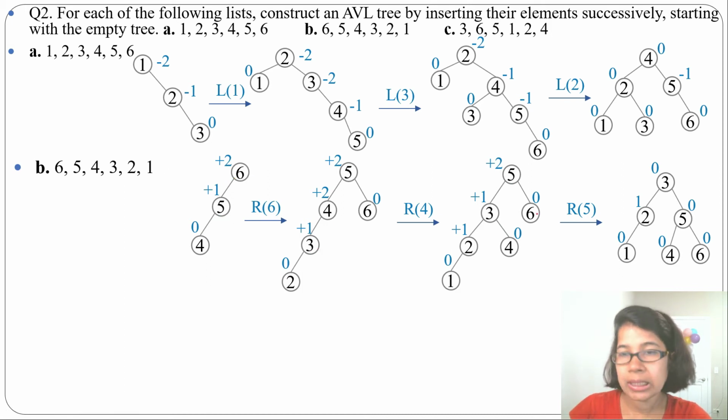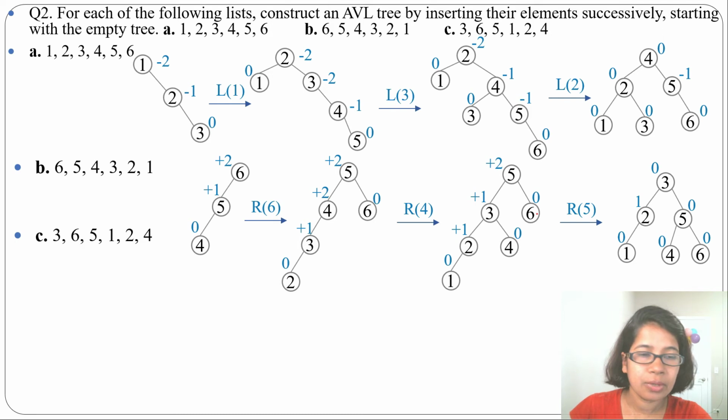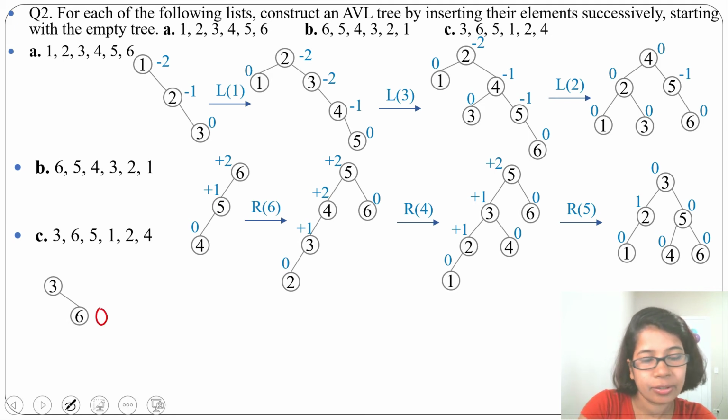Next we'll do option C, 3, 6, 5, 1, 2, 4. First we'll insert 3, balance factor is 0. Next we'll insert 6. 6 is greater than 3, so 6 will be right child of 3. Now check the balance factor. Balance factor of 6 is 0. Balance factor of 3 will be minus 1.